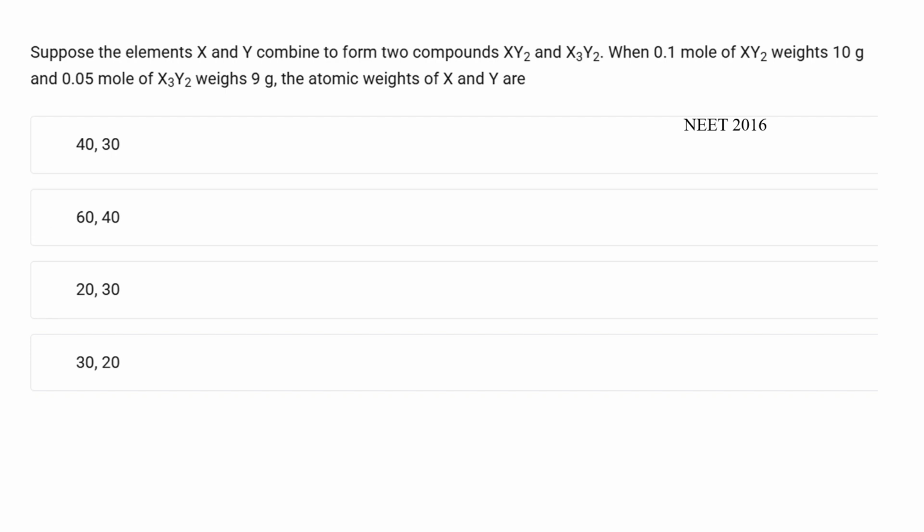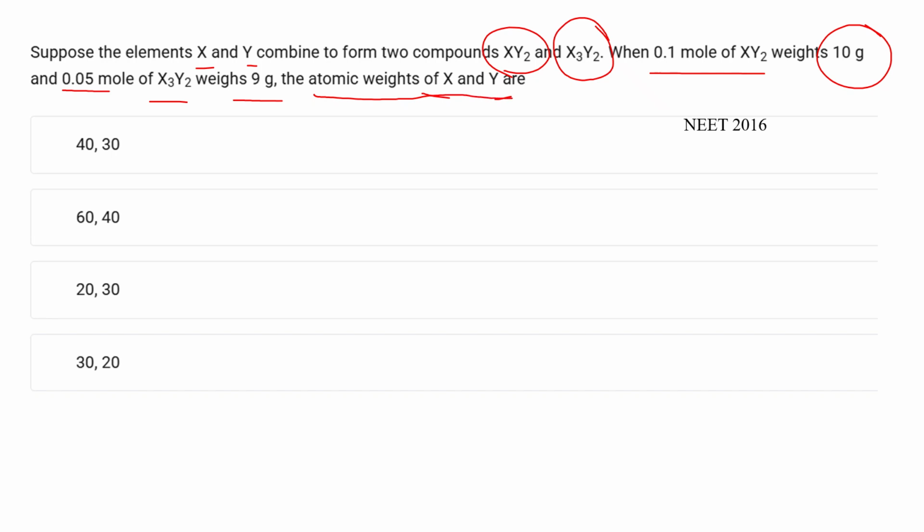The question is: suppose the elements X and Y combine to form two molecules, XY2 and X3Y2. When 0.1 mole of XY2, the weight of XY2 is 10 gram, and 0.05 mole of X3Y2, the weight of X3Y2 is 9 gram. Find the atomic weights of X and Y. Basically, they are asking for the atomic weights. Here it is a molecule, here it is also a molecule.